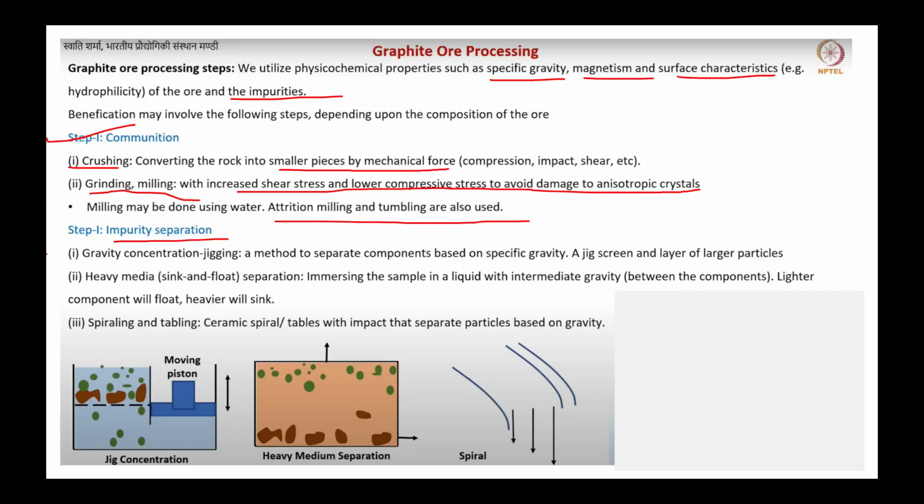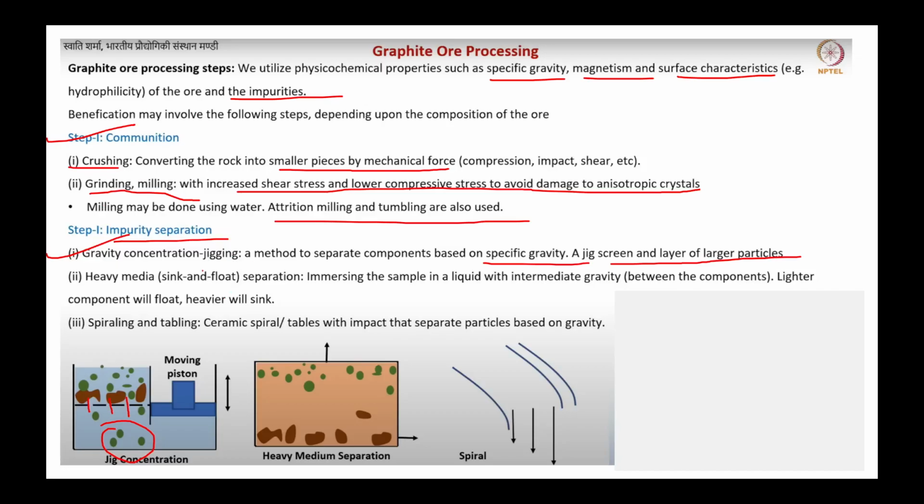Step 2. So the first one is what? Gravity concentration. Every material has a different mass. Jigging is a method to separate components based on specific gravity, and every material has its own specific gravity. A jig screen will be there with a layer of large particles. When you do jig concentration, the small particles come through the pores here, here and here, and the big particles will remain. In this way you can separate the bigger and the smaller particles.